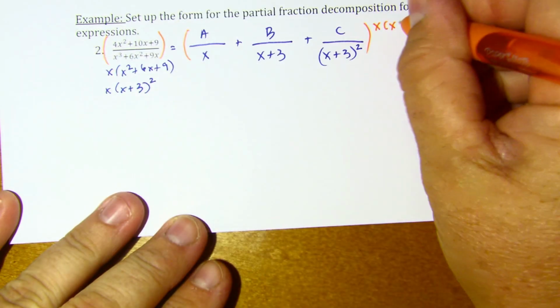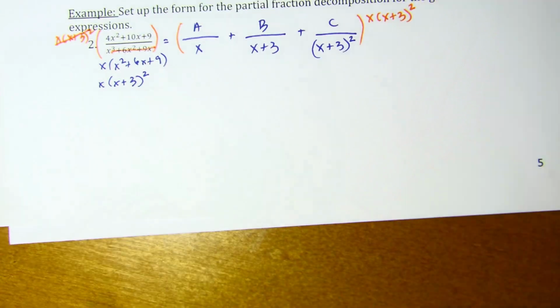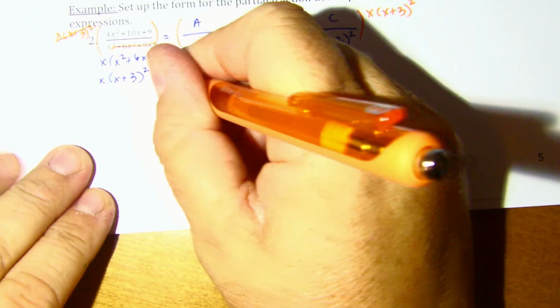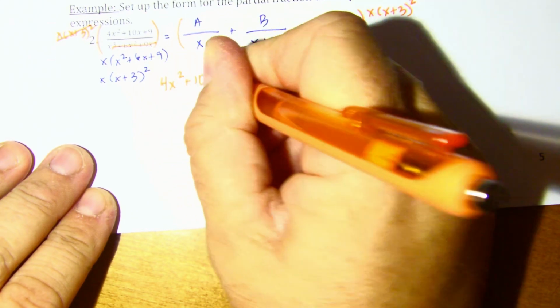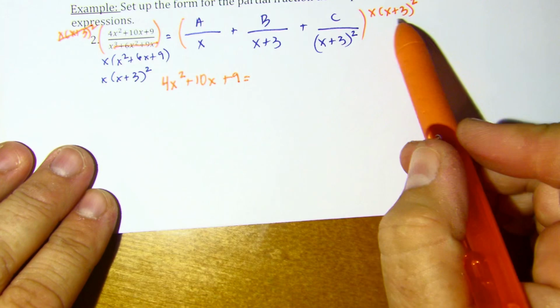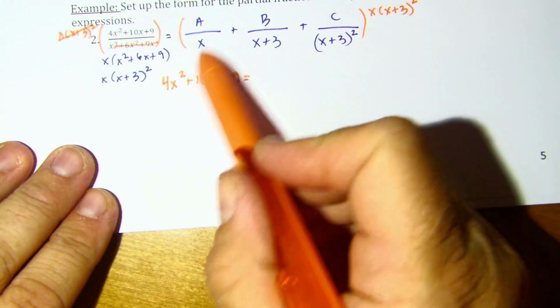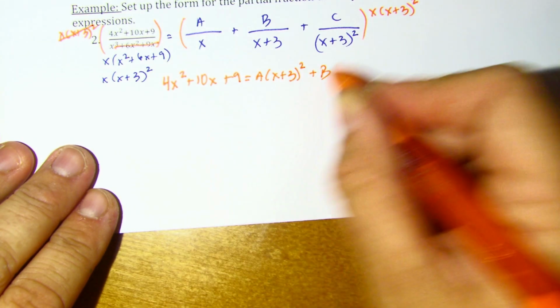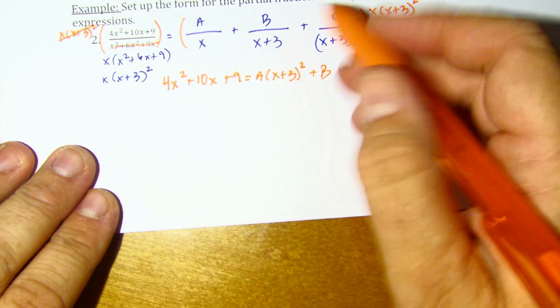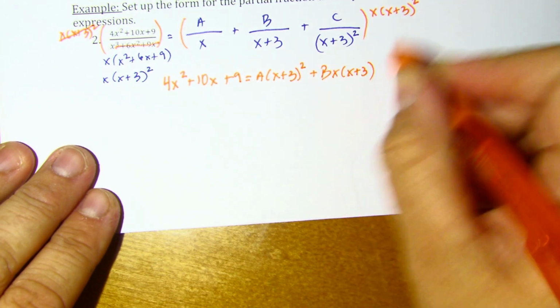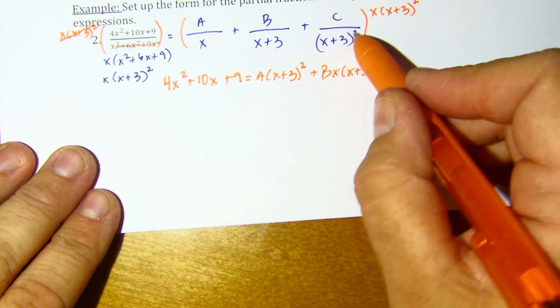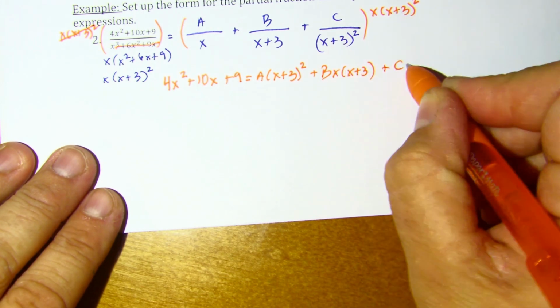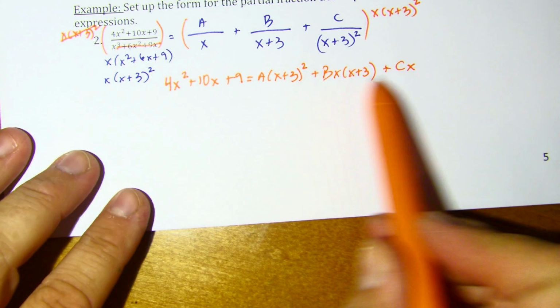which is x times x plus 3 squared. That'll cancel out here, and what I'll be left with then is 4x squared plus 10x plus 9 equals, and when this distributes to this first fraction, the x's will cancel, and I'll be left with a times x plus 3 squared plus b. One factor of x plus 3 will cancel, but I'll still have x times x plus 3. And then when I distribute here, the x plus 3 squareds will cancel, and I'll just have the x term, so plus cx. So I can FOIL all of that out.